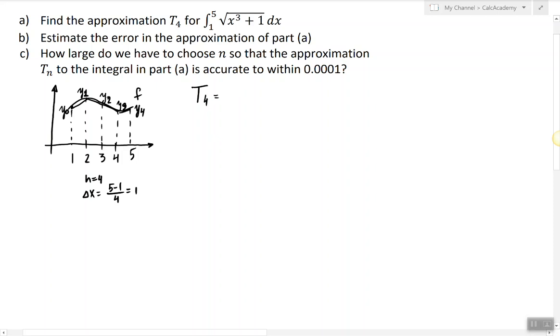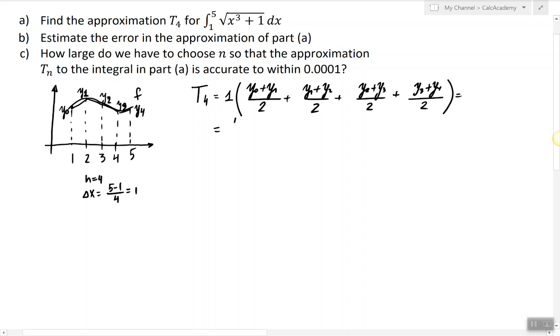Since the height is 1, we're just going to factor it out. And now we have the average of all the heights. So we can factor out 1/2, or since the number is small, we can actually just write it out here. So we have the average of y0 and y1, the average of y1 and y2, the average of y2 and y3, and the average of y3 and y4. Now, when we factor out 1/2, the expression in the parentheses can be simplified like this.